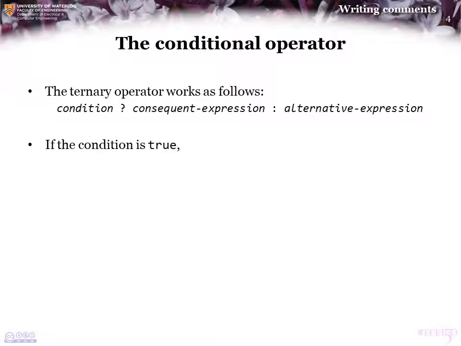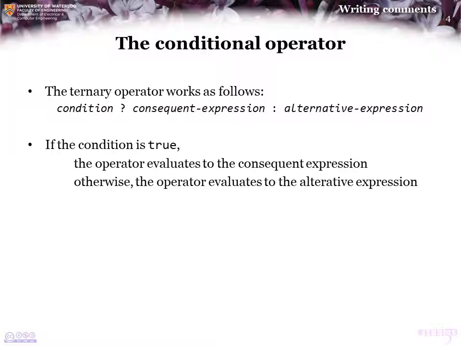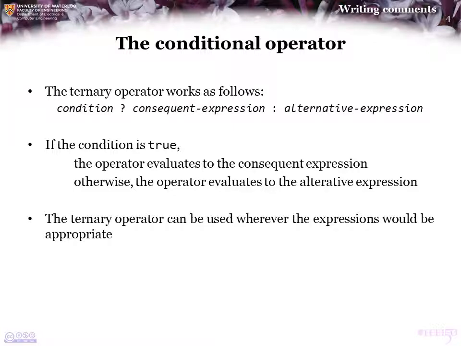If the condition evaluates to true, the entire operator evaluates to the consequent expression, whatever it is. Otherwise, if the condition is false, the entire expression evaluates to the alternative expression. So basically, we can use the ternary operator if we only need a single expression or to choose between one of two possible expressions. We're going to look at a few examples.